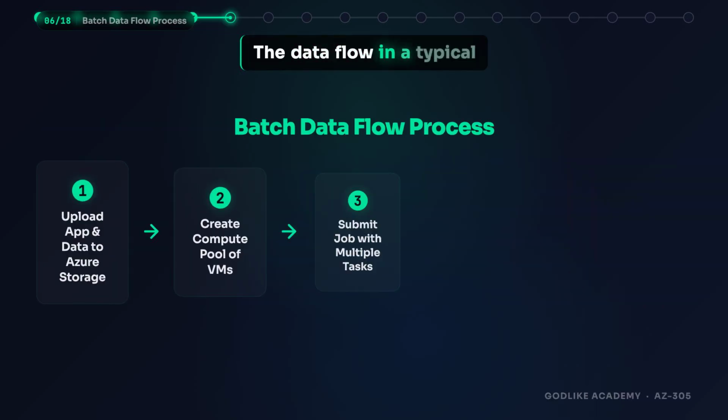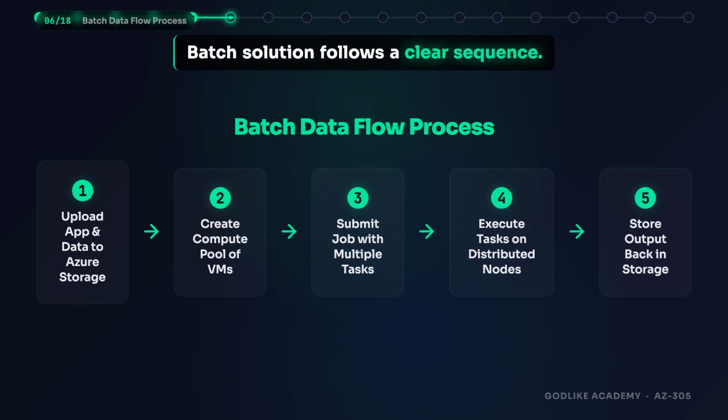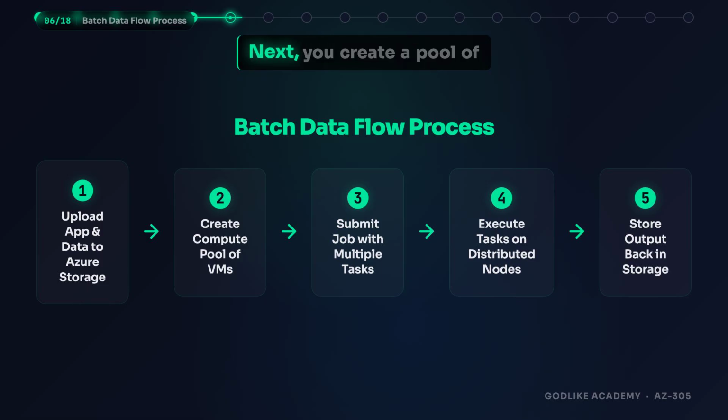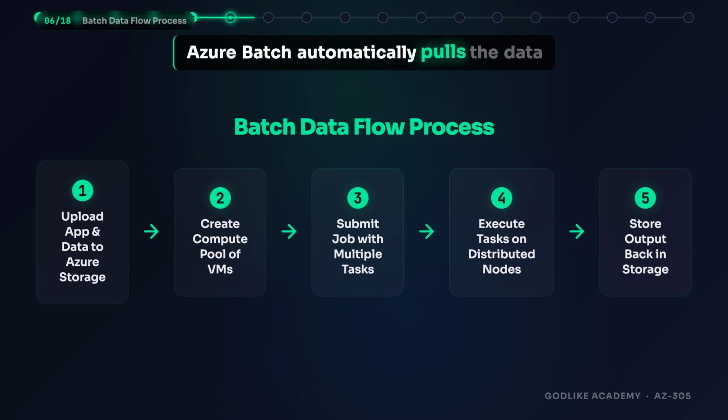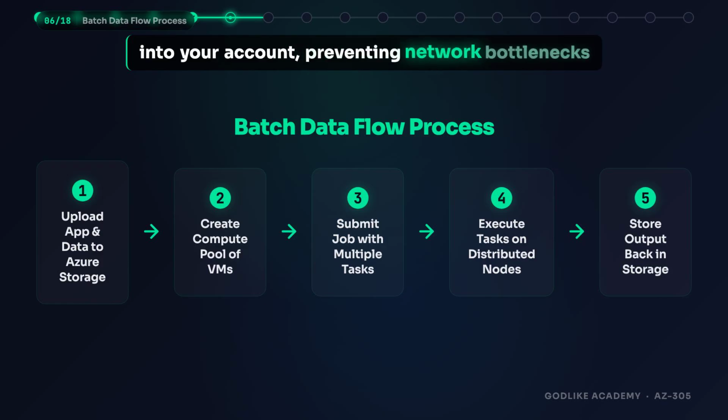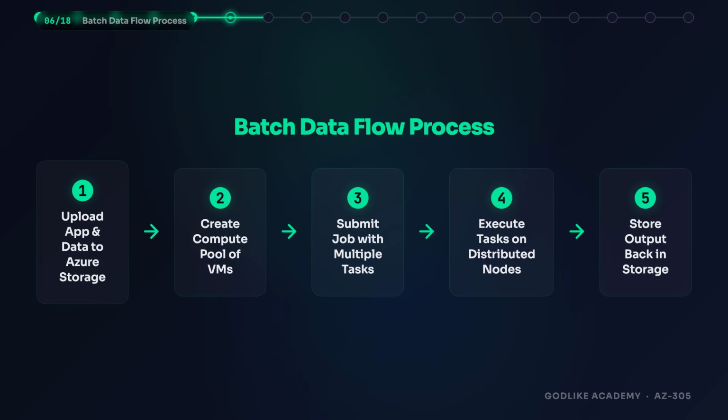The data flow in a typical batch solution follows a clear sequence. First, you upload application code and input data to Azure Blob Storage. Next, you create a pool of compute nodes using az batch node add. Then, you submit a job containing multiple tasks. Azure Batch automatically pulls the data from storage, executes the tasks across distributed nodes, and stores output back into your account, preventing network bottlenecks if regions mismatch.